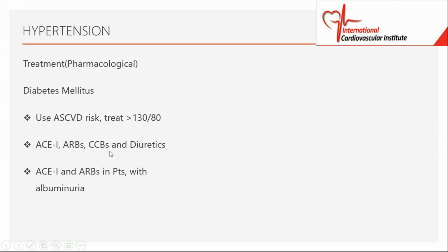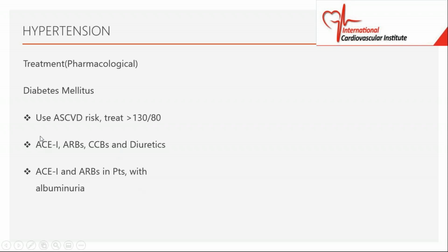Again, you're going to use your atherosclerotic cardiovascular disease risk calculator. And again, you Google it. You don't have to memorize it. Google it, put in the information. More than likely, your diabetic patients are going to be high risk. So you're going to treat blood pressures above 130/80, and you want to get it below 130/80.